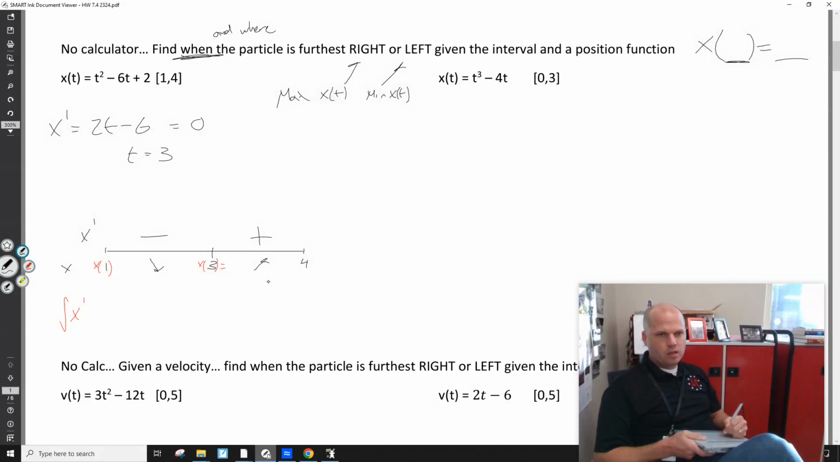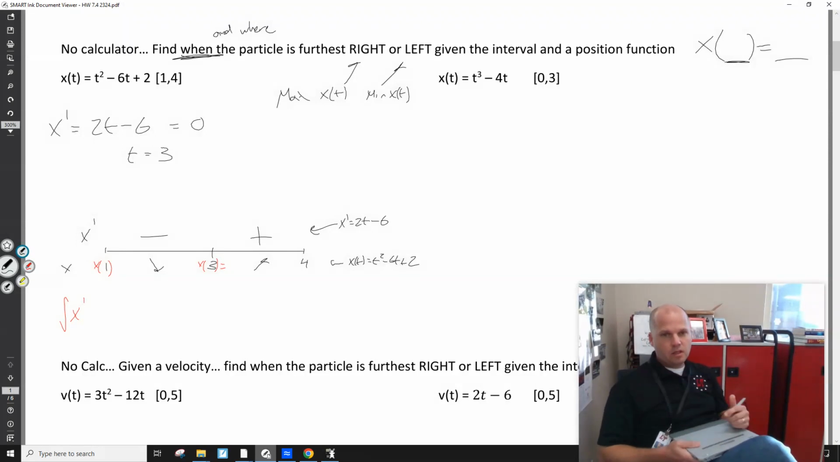We're going to understand that for this layer, I'm plugging things into my position function, but this layer is the signs of my position's derivative, or my velocity. Okay, so I'm plugging 1 into position.